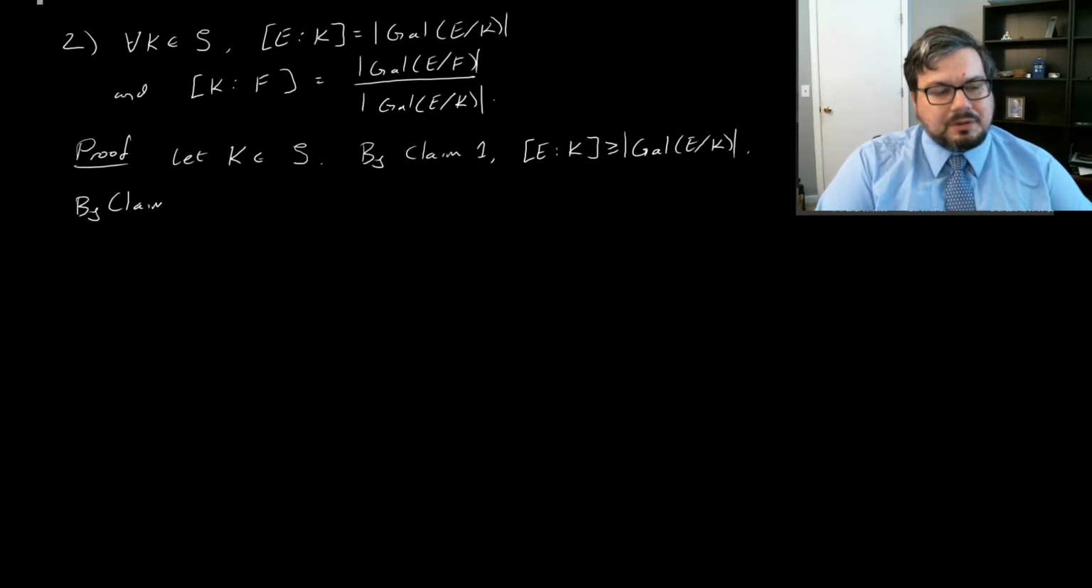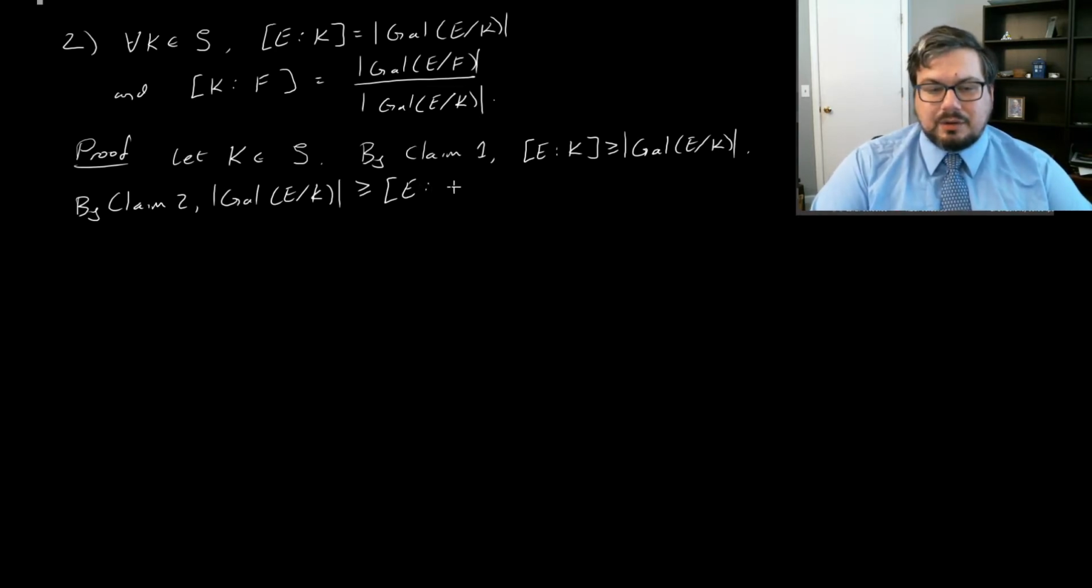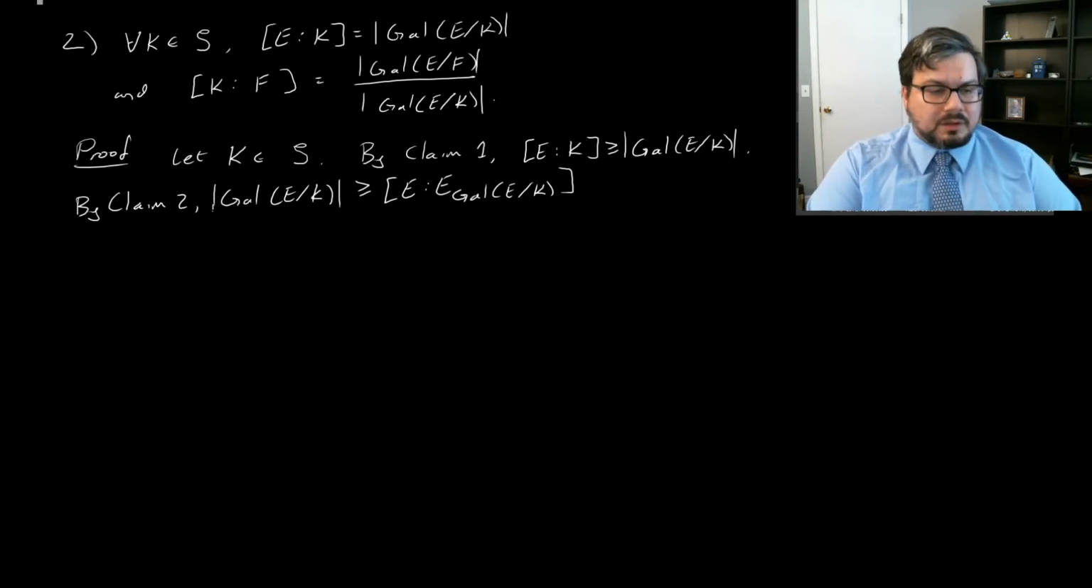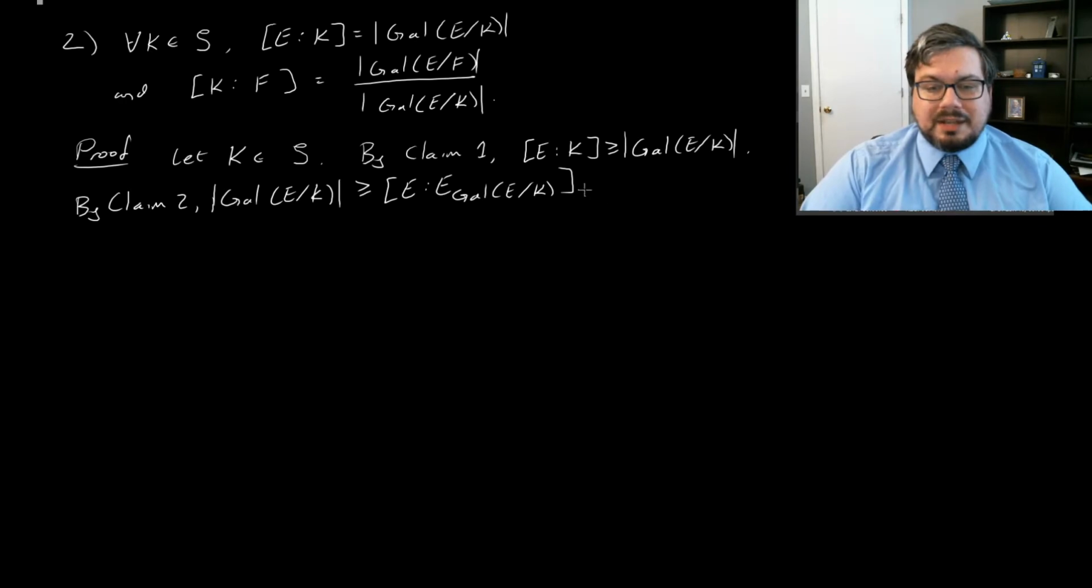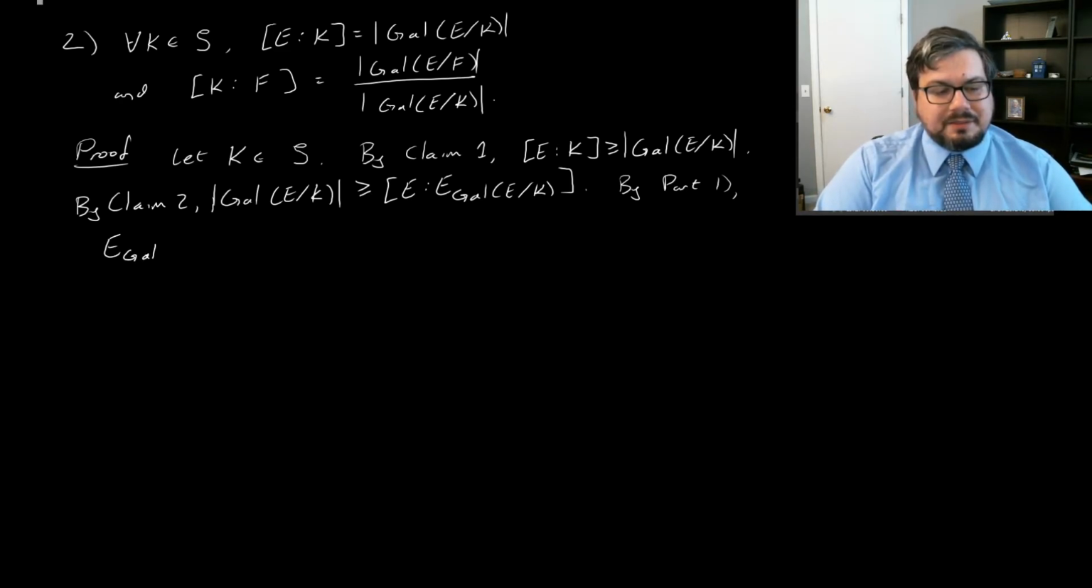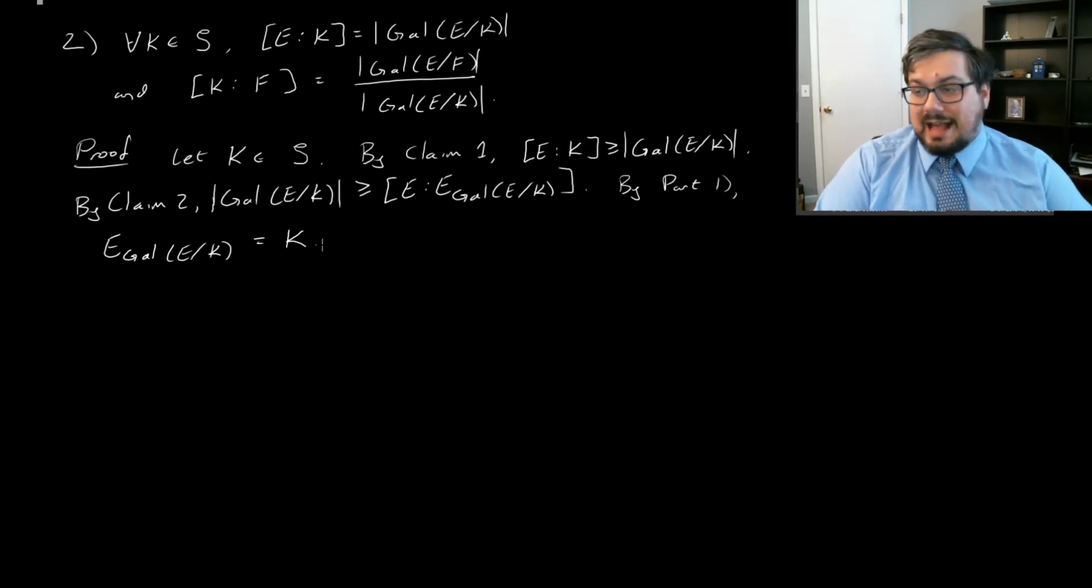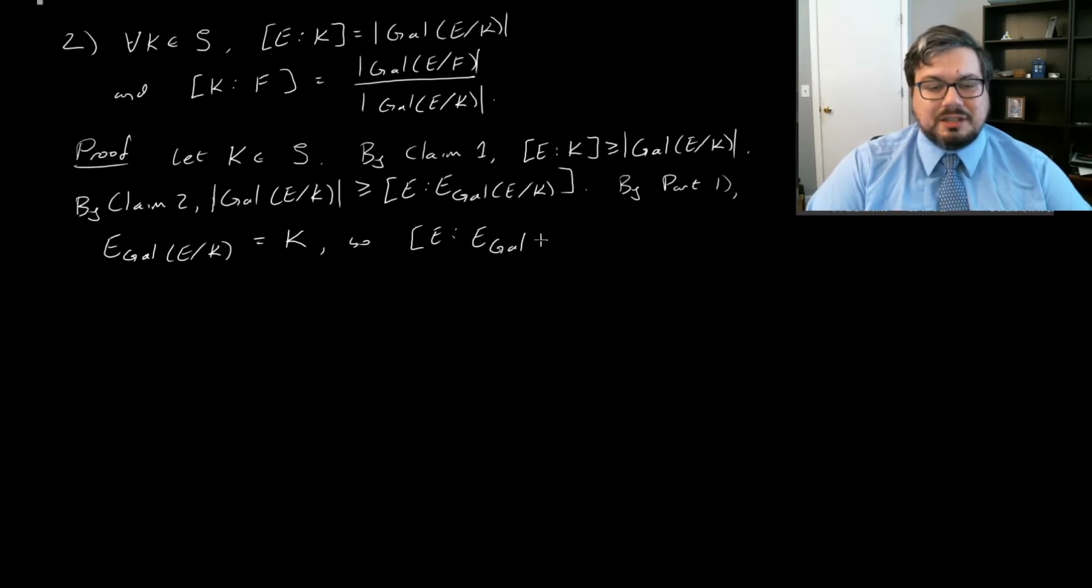And now by claim 2, we have that the order of the Galois group of E over K is greater than or equal to the order of the extension E over the fixed field of the Galois group of E over K. So this is just claim 2 with the Galois group of E over K taking the place of the subgroup H. But now by part 1 of the proof, we have that the fixed field of the Galois group of E over K is exactly K. So this means that the order of the extension E over the fixed field is actually equal to the order of the field extension E over K.